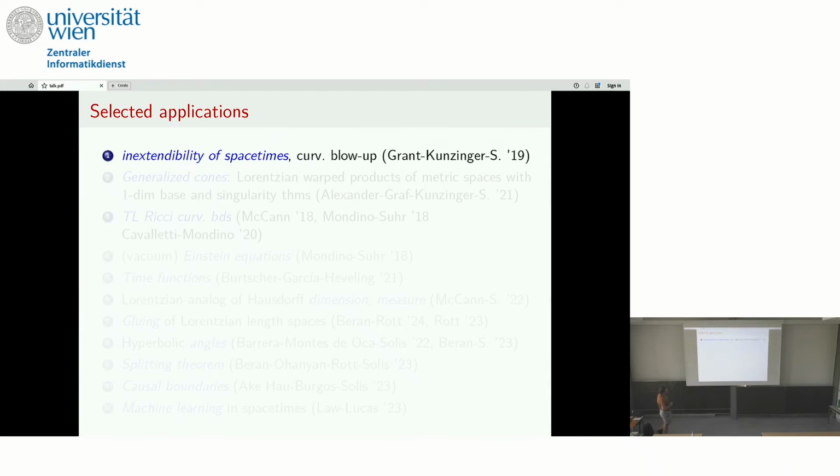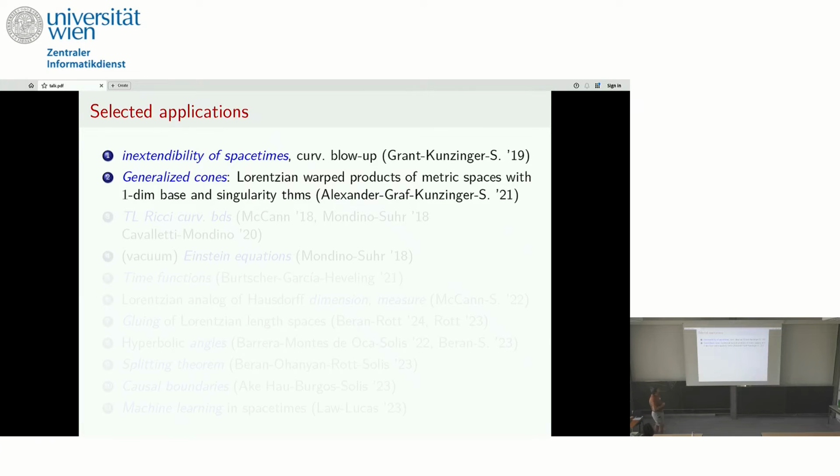Okay, then let me mention some selected applications. Our first application was actually to this question I mentioned in the beginning of inextendability of spacetimes and the cosmic censorship hypothesis. It was joint work with Mike Kunzinger and James Grant. We showed that spacetimes are either inextendable as regular Lorentzian length spaces, or you have a blow-up of curvature. This was something which was not possible before because you couldn't talk about curvature in the extension.